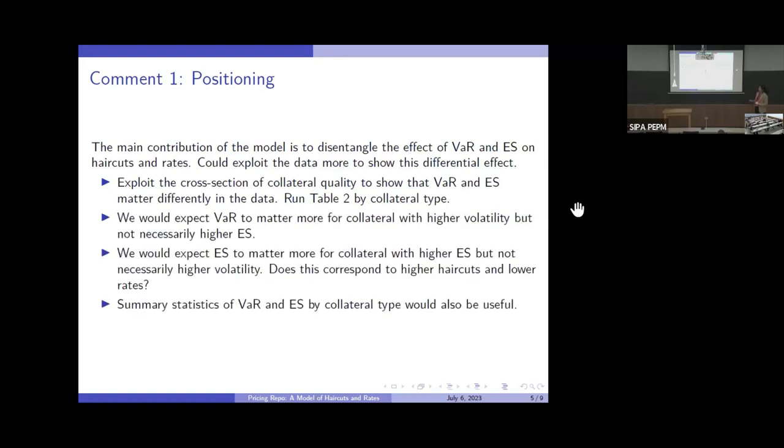So maybe think about collateral type. We would expect value at risk to matter more for collateral with higher volatility, and we would expect expected shortfall to matter more for collateral where we would expect a larger loss, like a subprime mortgage that doesn't necessarily have higher volatility but has higher expected losses. And so maybe we can use this in the data. Can we take collateral that has higher volatility and show that we get this result of higher haircuts and lower rates? But if you have collateral with a very high expected loss, something of very poor credit quality that maybe doesn't necessarily have higher volatility, do you get those higher haircuts at higher rates?